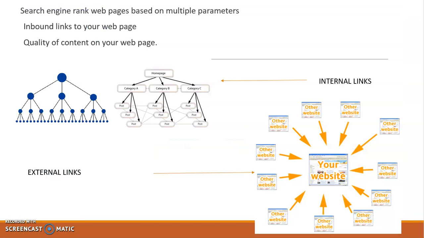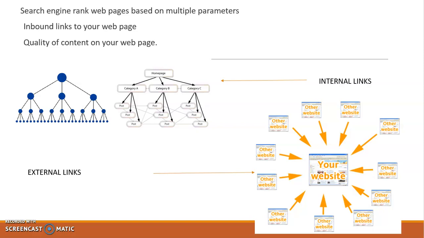Next, search engines rank web pages based on multiple parameters. One is your inbound links, and next is the quality of content on the web pages. If you have a web page and there are a number of inbound links, Google crawls all these inbound links, and with the help of these links, Google indexes your pages. And after indexing, there is a large possibility that these pages are ranked on your Google SERP.